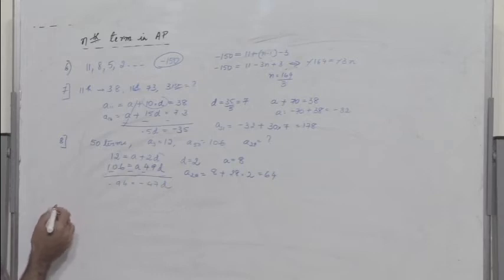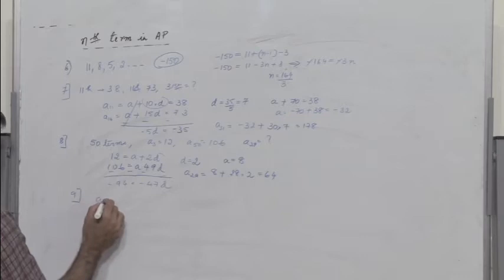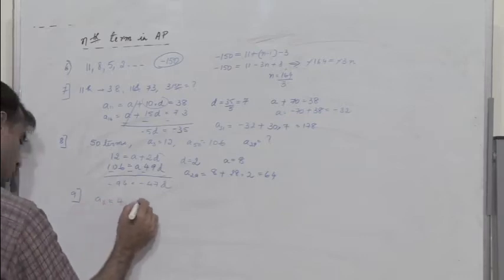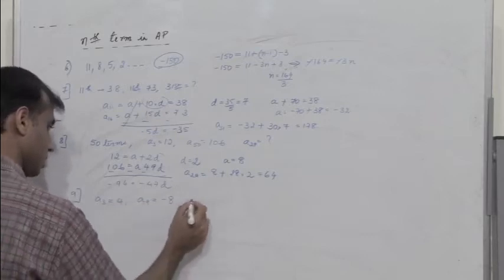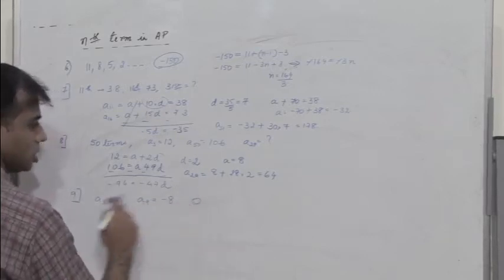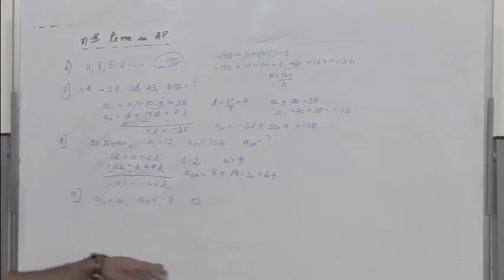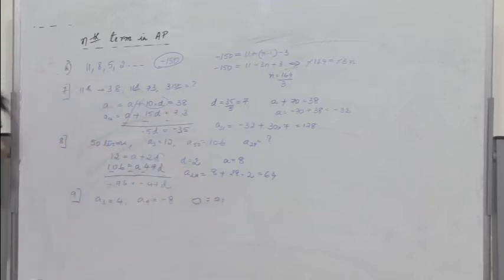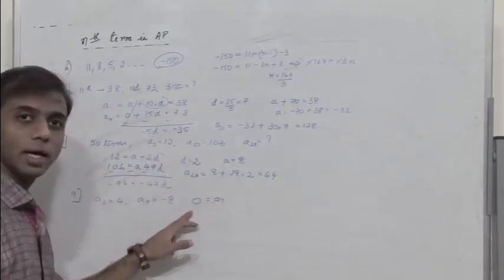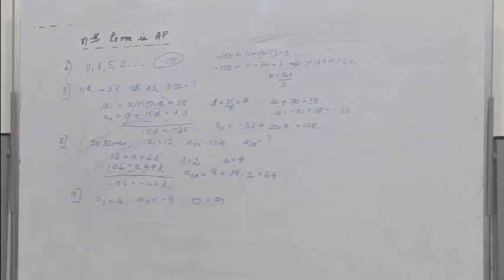So next, the 9th one, A3 is 4 and we have A9, which is minus 8. And I have 0, which happens to be one of the values in this arithmetic progression. So we would like to find out which term is 0. So what is the value of n wherein the value of the arithmetic progression is 0?